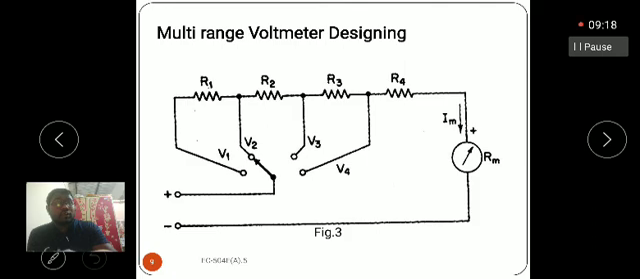In the multi-range voltmeter design, the input voltage is connected across the plus and minus. The 4 resistors R1, R2, R3, R4 are connected in series, with 4 different voltage positions on the switch. In this particular diagram, the input voltage is connected to V2, that means the resistor R2. Then we find the meter voltage across the movement at Im. Based on the circuit, we observe the multi-range voltmeter.